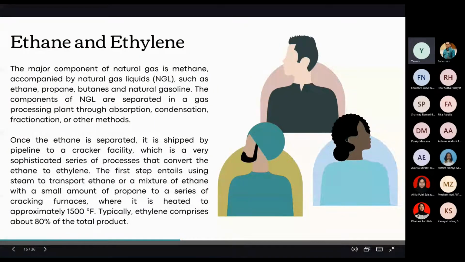The first step entails using steam to transport ethane or a mixture of ethane with a small amount of propane to a series of cracking furnaces, where it is heated to approximately 1,500 Fahrenheit. Typically, ethylene comprises about 80% of the total product.